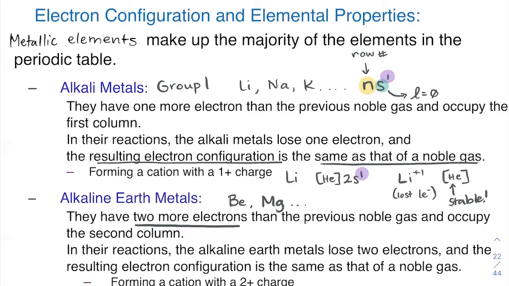Now, when we think of beryllium, it has an electron configuration of helium 2s2. When beryllium forms that +2 charge, what 2 electrons are going to be lost? Those outermost 2. And why these group 2 metals tend to gain a +2 charge is because they have 2 valence electrons. They want to get rid of those valence electrons. And so metals tend to lose electrons based off of how many are in their valence. They want to reach that noble gas electron configuration.